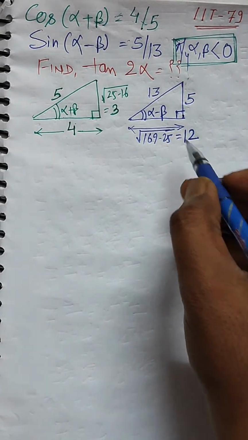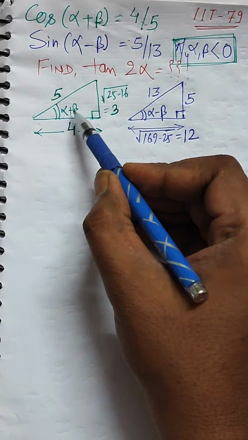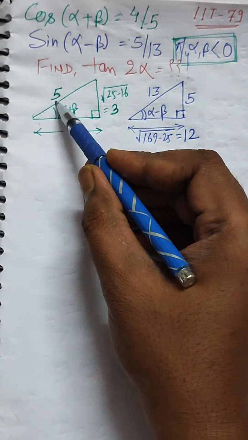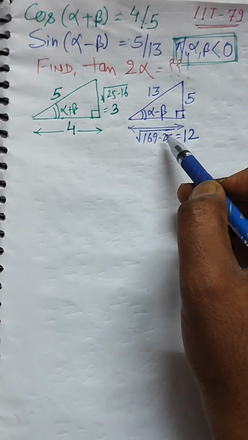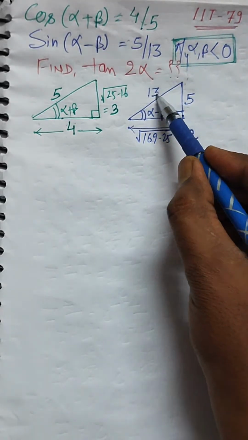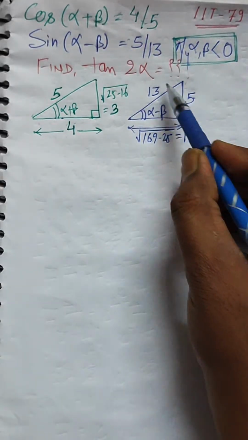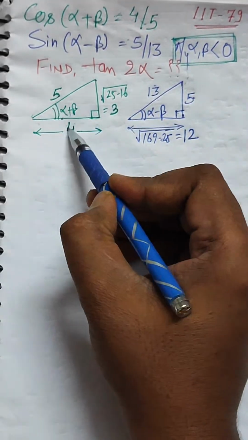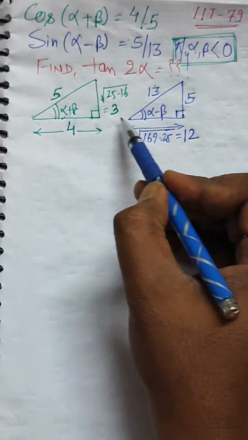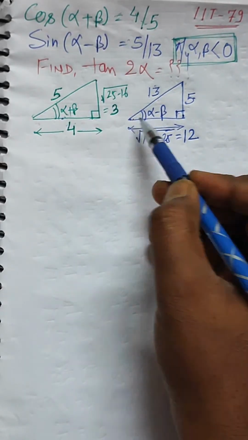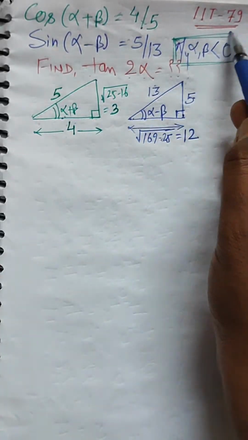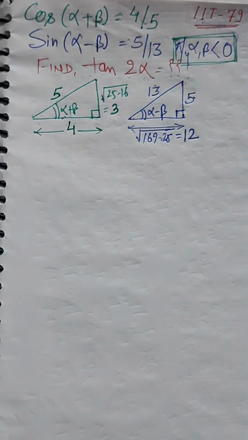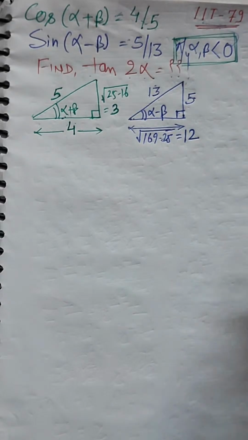Thank you. So here you can see all the 3 components for alpha plus beta and alpha minus beta are calculated. What are the 3 components? The hypotenuse, base and perpendicular. Now our question is tan 2 alpha. This is a question from IIT, mind it. In the year 79 this question came directly into the IIT question paper.